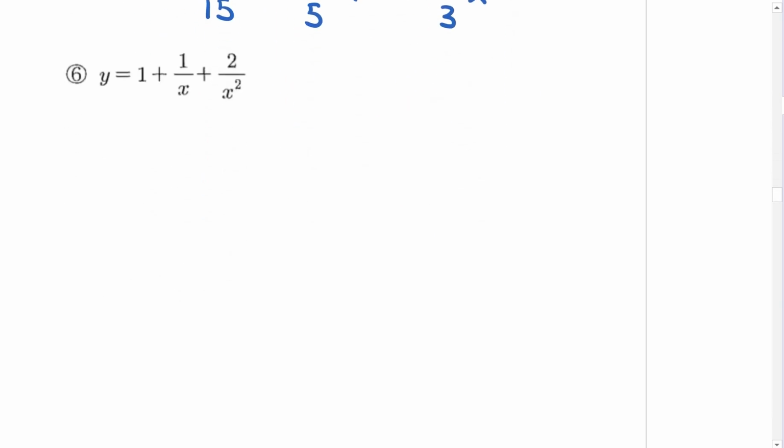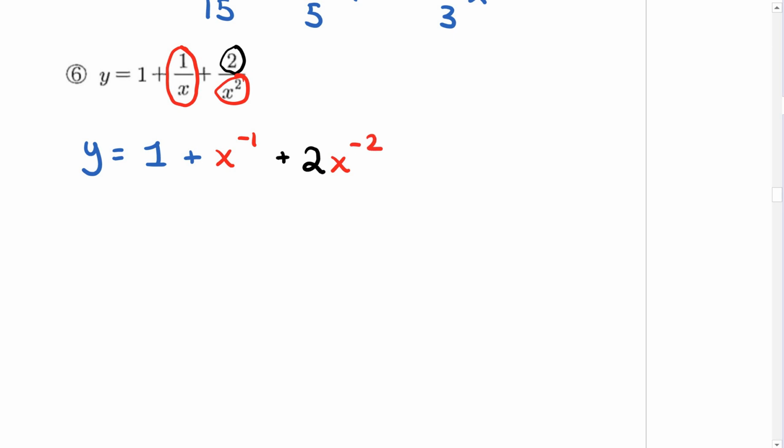Okay, let's take a look at question number 6 here. Once again, let's go ahead and rewrite this in a way that's derivative friendly here. So 1 over x is the same thing as x to the power of negative 1. And then plus, well, there's a 2 there, so 2. And then I have this x squared on the bottom, so that's x to the power of negative 2. All right, so there you go. We can now take the derivative.